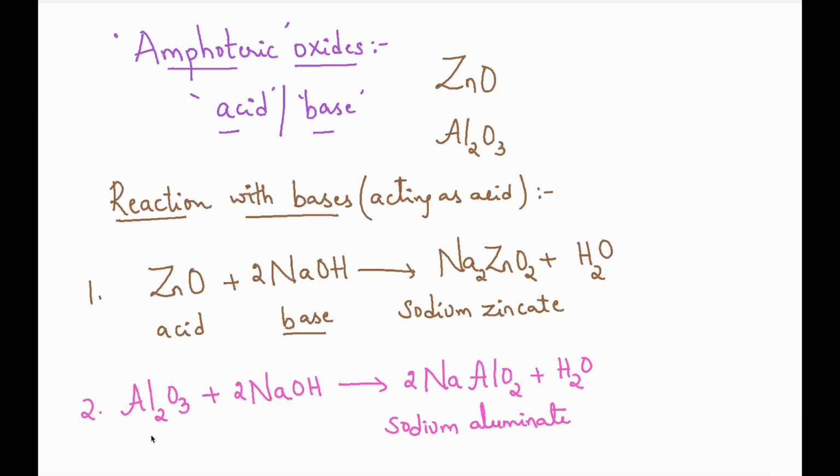Again, here aluminum oxide is acting as an acid. It combines with the base, which is sodium hydroxide. So these are the reactions for amphoteric oxides with both acids as well as bases. The two best examples for amphoteric oxides include zinc oxide and aluminium oxide.